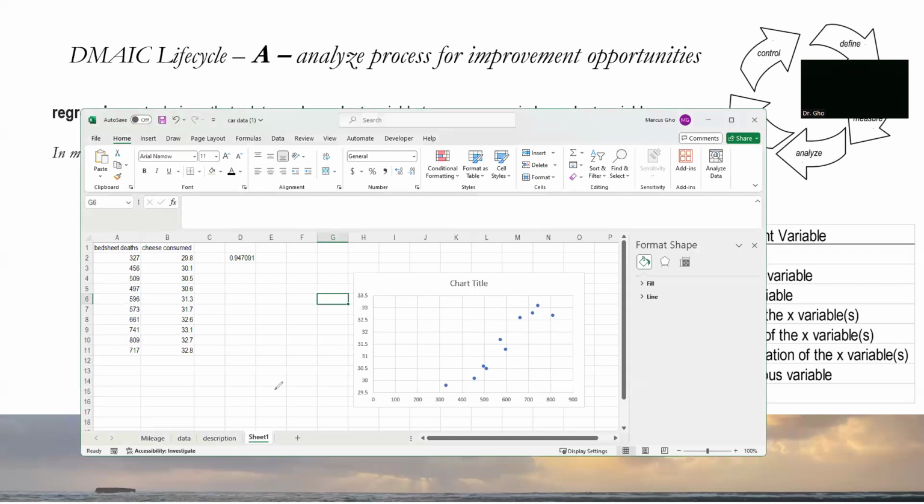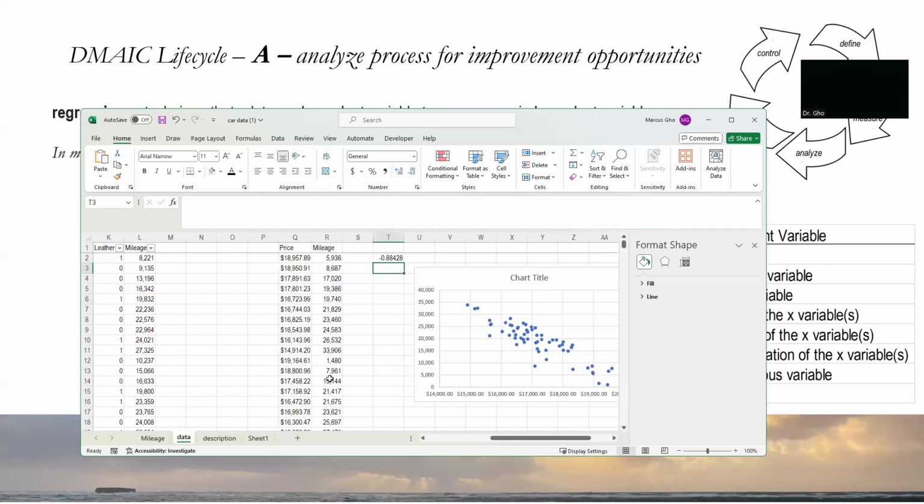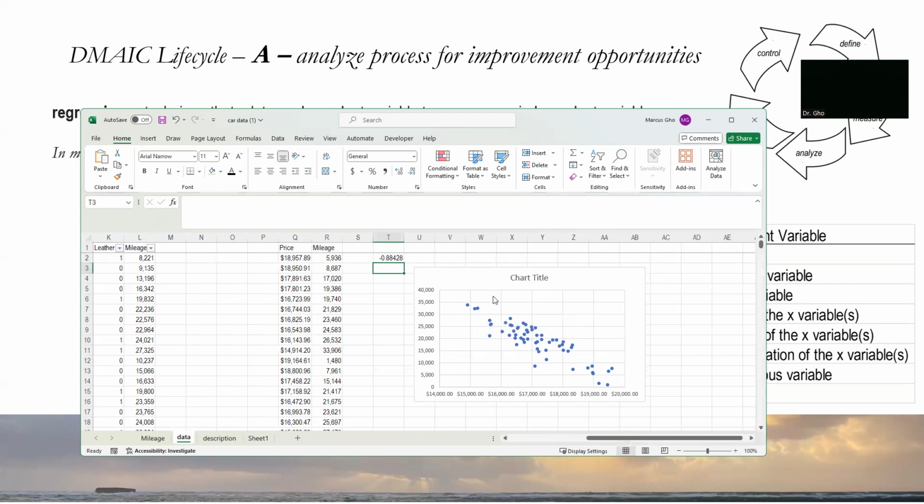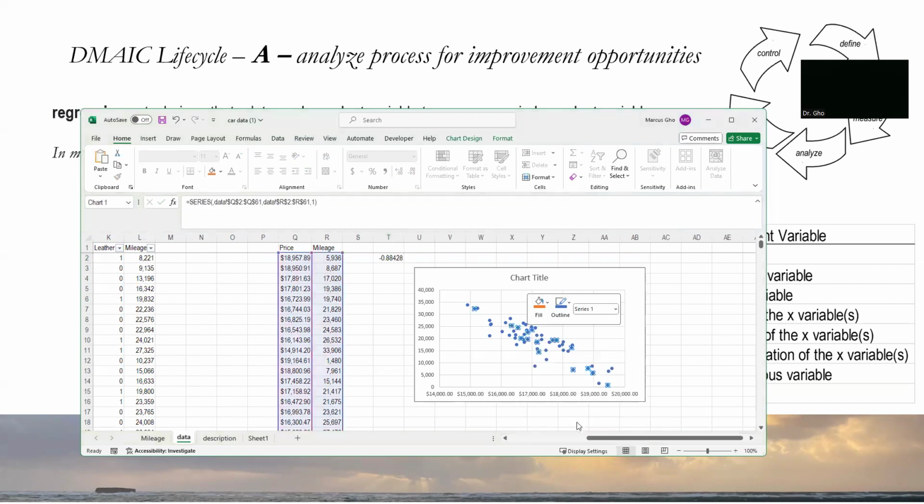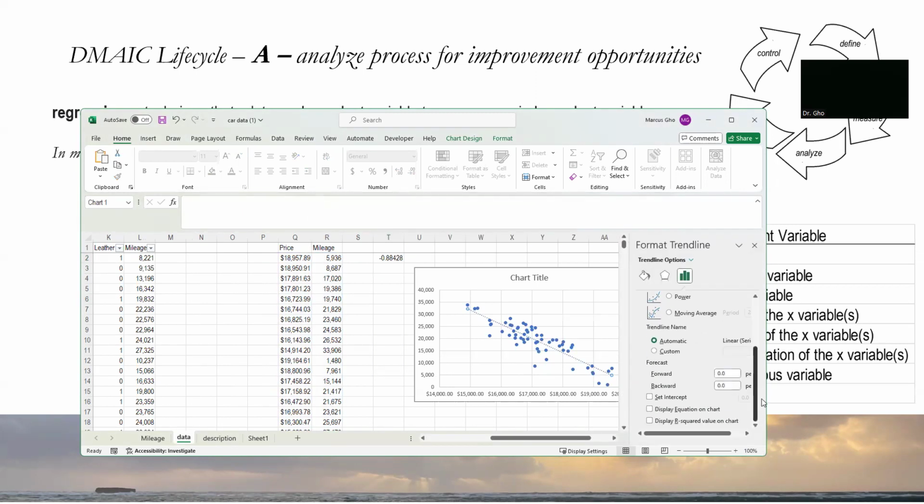If I go over to the car data, we're looking at the price and mileage of the Malibu. We computed the correlation coefficient, that's the CORREL function. Then you have the two things, and we drew a graph on it. The simplest way to do a regression is actually to add a trend line. I'm going to right click, add trend line. This will give me a line. Then down here, display equation on the chart, and I'll give it the R squared.